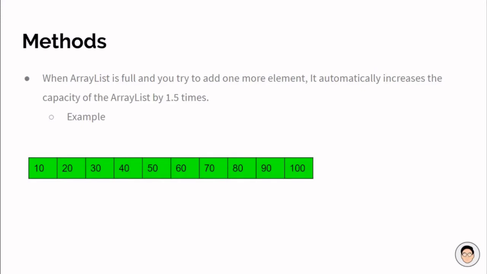One thing I want to make clear is that when an ArrayList is full and you try to add one more element, it automatically increases the capacity of the ArrayList by 1.5 times. For example, if an ArrayList that has a capacity of 10 is full and you try to add one more element, capacity will be increased to 15.